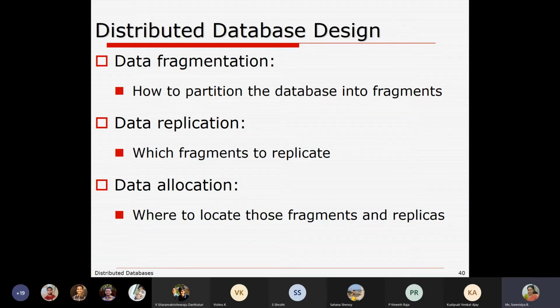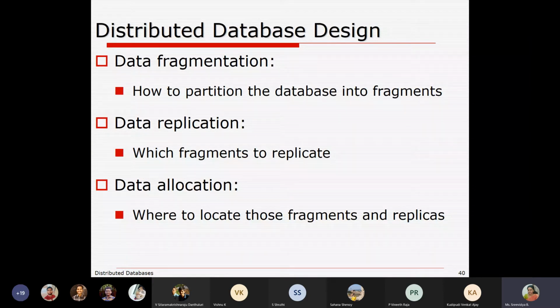So 3 points we have to remember when designing a distributed database: data fragmentation, data replication, and data allocation. Fragmentation is how to split. You will come across vertical splitting, horizontal splitting, or mixed splitting. Then whether to replicate or not, and if we have to replicate, which fragments have to be replicated. And the third one: I have replicated something, I have fragmented something, where to keep it, in which site, what needs to be kept. You will be able to do this only when you have a complete understanding of the operations that are going to be performed. So for each data processing unit, what kind of transactions they are going to do and which tables they require locally.